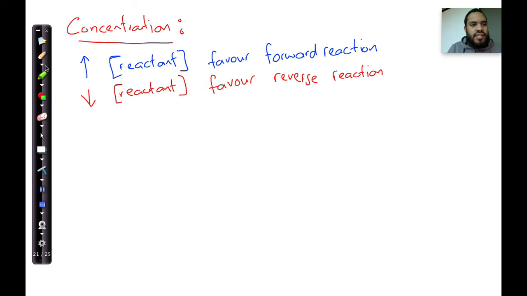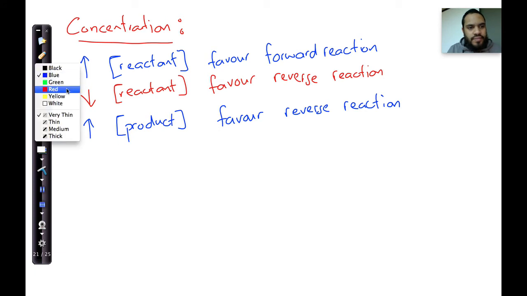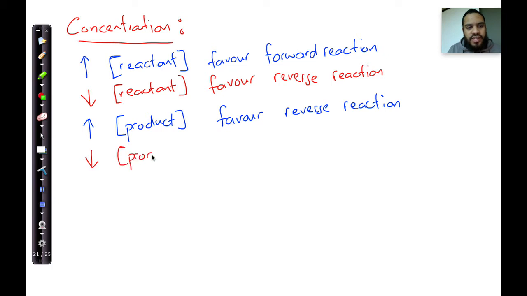Now similarly, let me look at increasing the concentration of a product. In other words, I throw in more of the products. Then this will favor the reverse reaction. Then if I decrease the concentration of a product, in other words, something on the right hand side of my reaction equation, then I will favor the forward reaction.